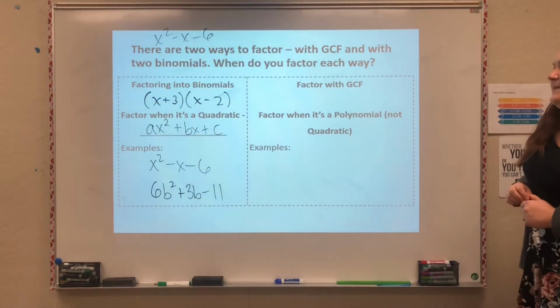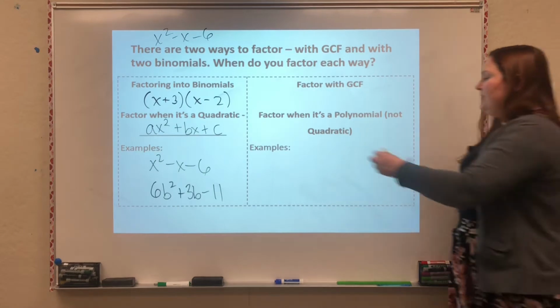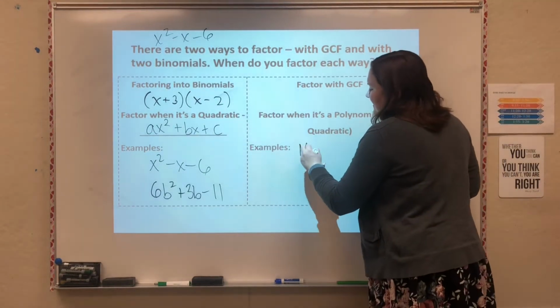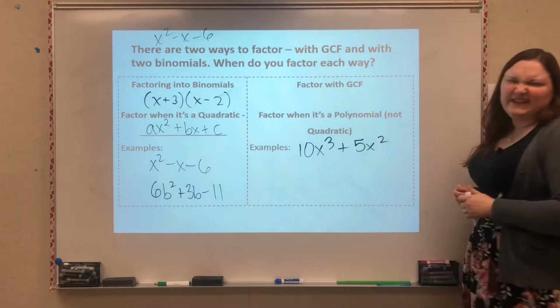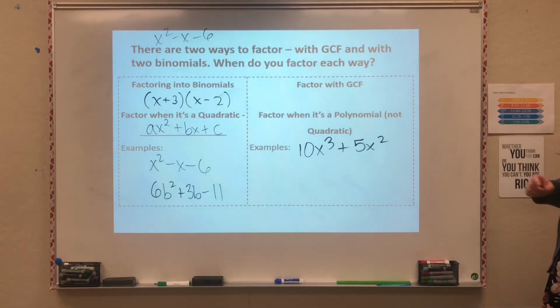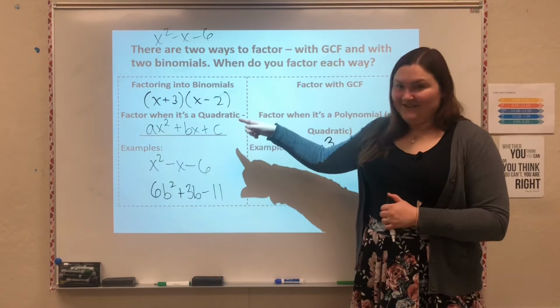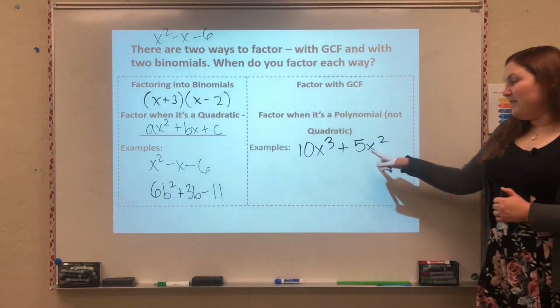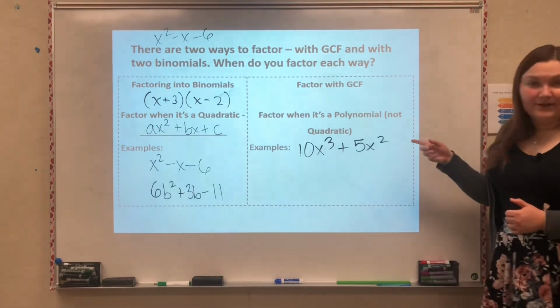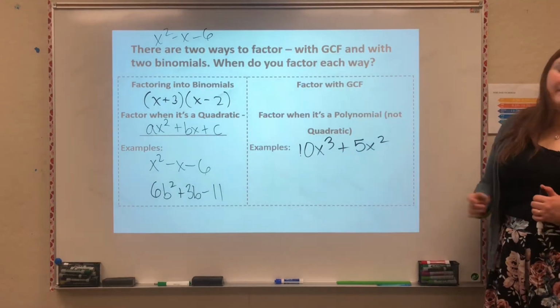So notice some of the ones we had yesterday were things like 10x cubed plus 5x squared. I think that's one of the ones we looked at yesterday. Notice that this is not a quadratic because we don't have x squared, x and a number, and they've got something in common. They both have 5 in common and x squared in common. That's a clue you would use greatest common factor.